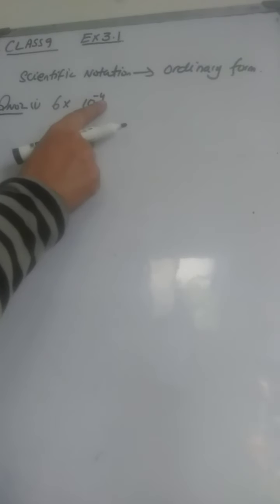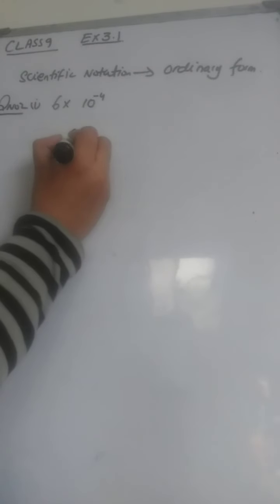Let us take a question. Now to understand this, consider question number 2, part 1. 6 into 10 raised to the power -4. Now see, whenever you have a negative sign, you are going to shift the decimal towards the left hand side, and when you have a positive exponent, you are going to shift the decimal towards the right hand side. For example, here we have a negative exponent, -4.